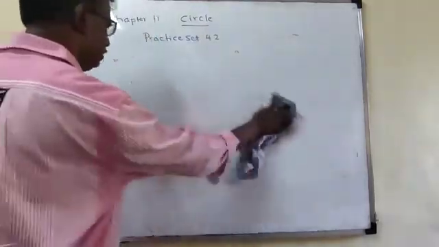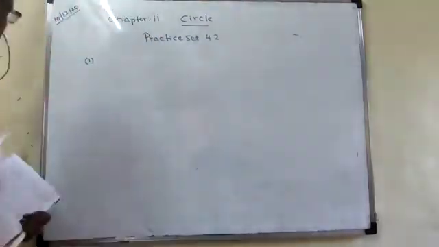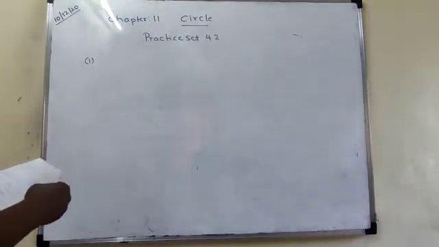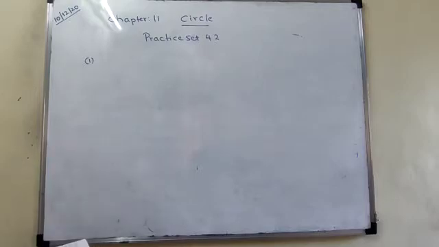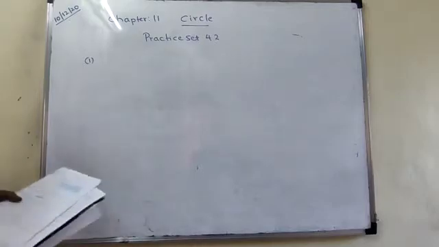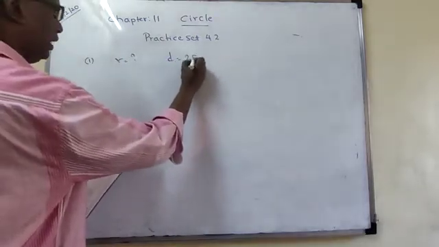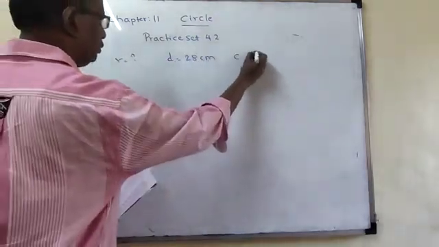How many questions are there in the first question? There are 4 sub questions. So first we did. Now come to the second question. Radius is not given, we have to find it out. Diameter is given, 28 centimeter, and circumference also we have to find out.